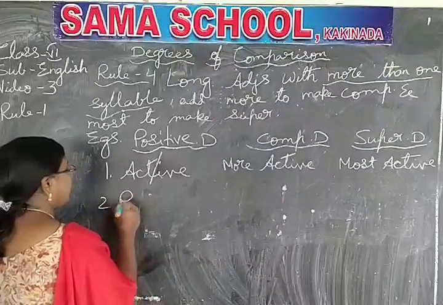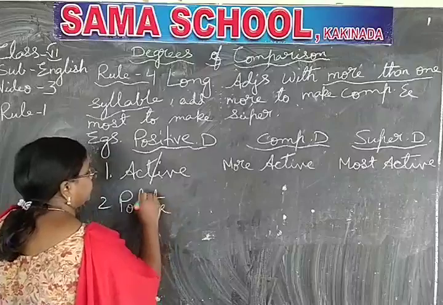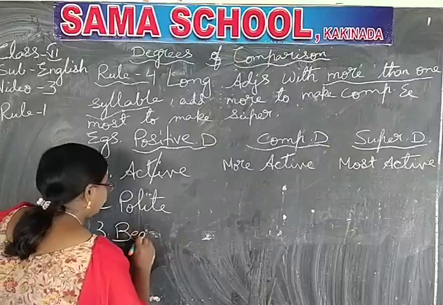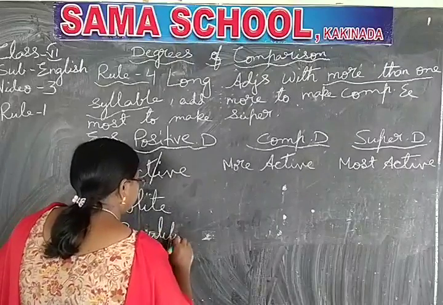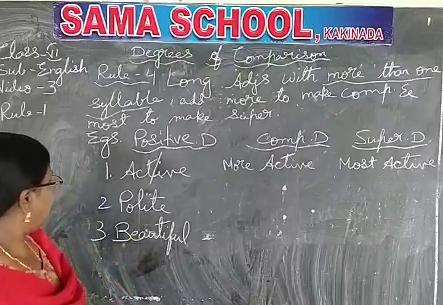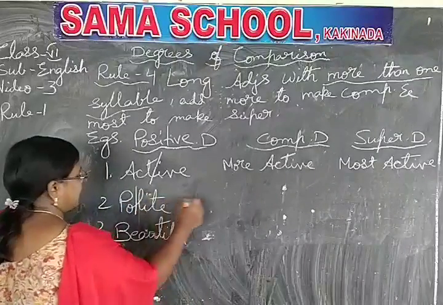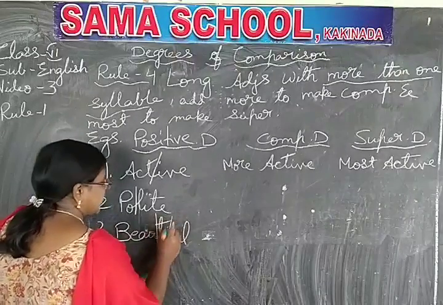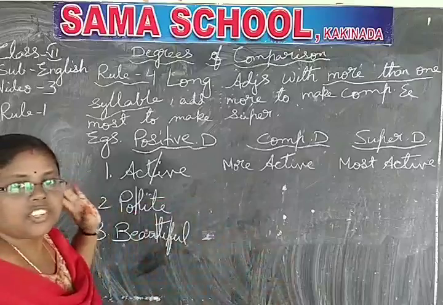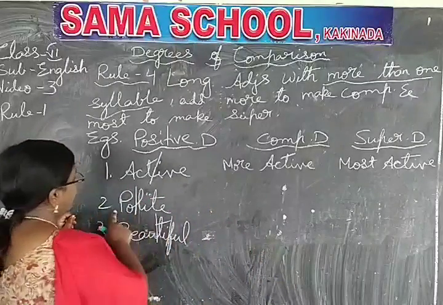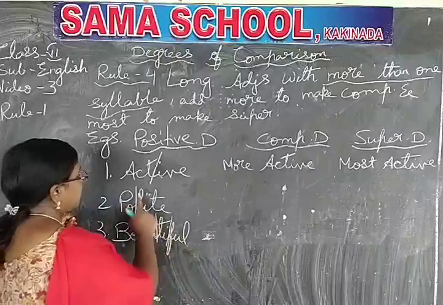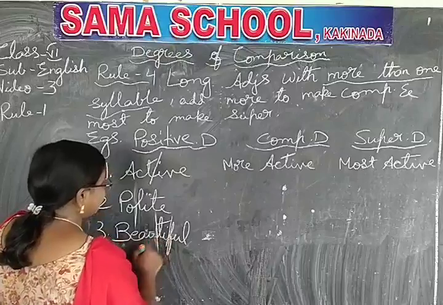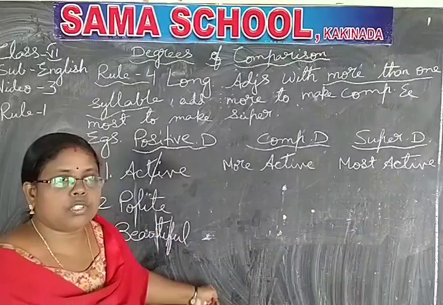Polite. Third one, beautiful. Okay? Po plus light. Beau, ti, full. I'm dividing the syllables. Po plus light. Beautiful. Okay, this one you leave it. Now you just find out whether they are one syllabic word or two syllabic word.